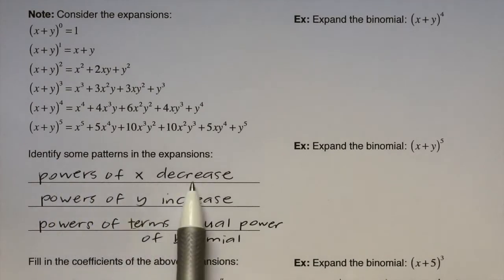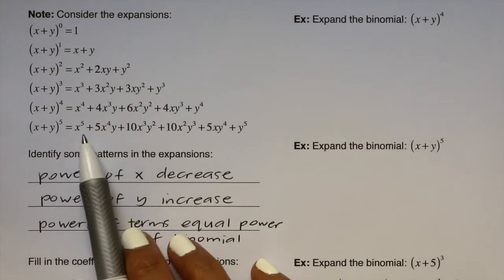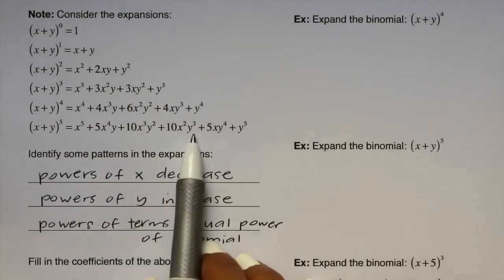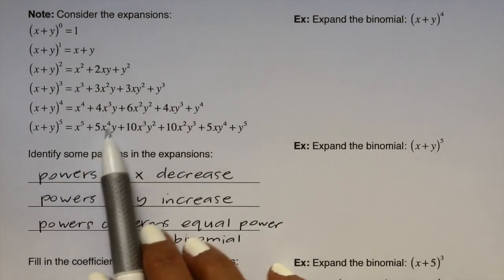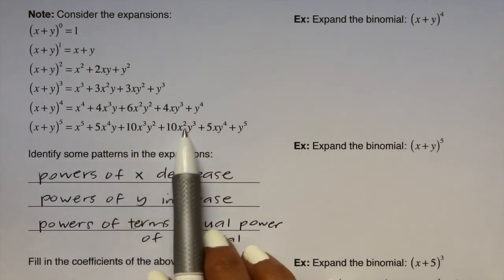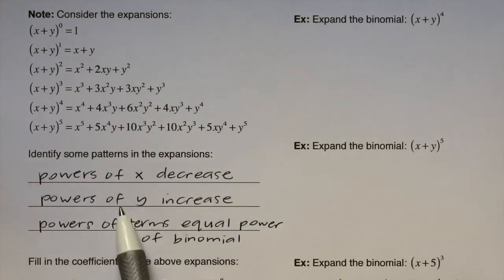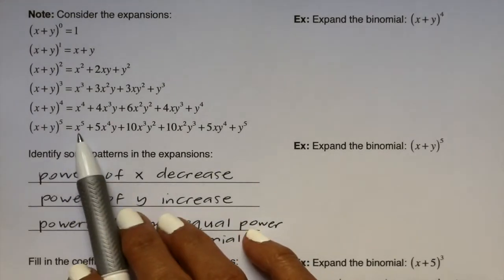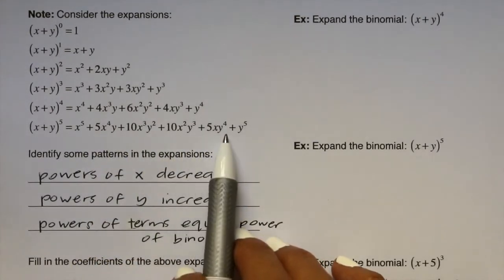First, powers of x decrease. So right here, for example, you have (x + y) to the fifth, and if you'll notice on the terms, the x variable goes down in power. So it starts x to the fifth, then x to the fourth, x cubed, x squared, x to the 1, and then no x. You'll also notice that the powers of y increase. So right here you can see there's no y, then it goes y to the 1, y to the 2, y to the 3, and so on.